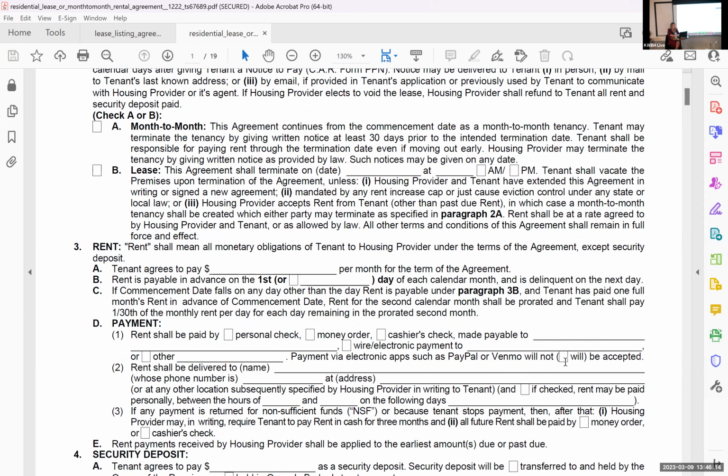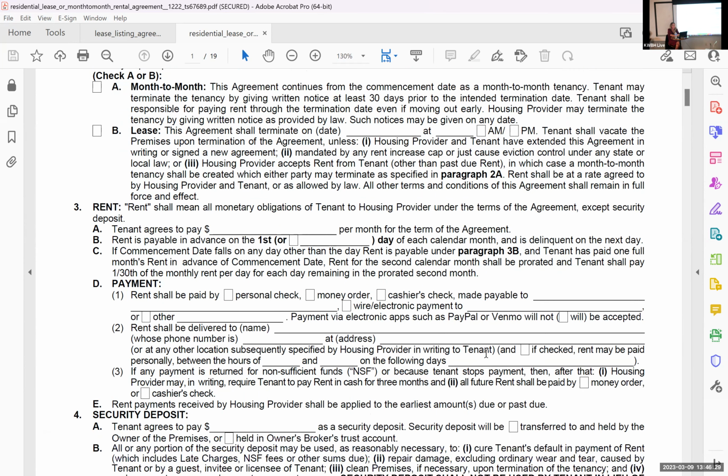Or we'd say it will not be accepted. Who it should be delivered to, and contact information for that person. Okay, you do not have to give them an option to personally deliver it. If any payment is returned for non-sufficient funds, then this agreement, if it's checked for cash, money order or cashier's check, says, okay, tenant, if your check bounces, all future rent payments I require to be by funds that are certified.